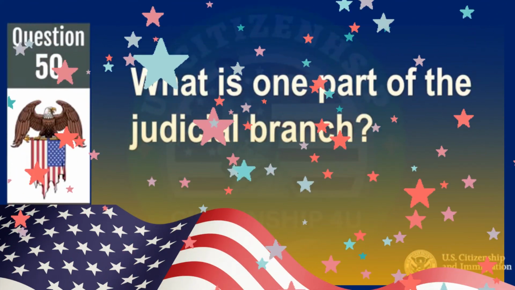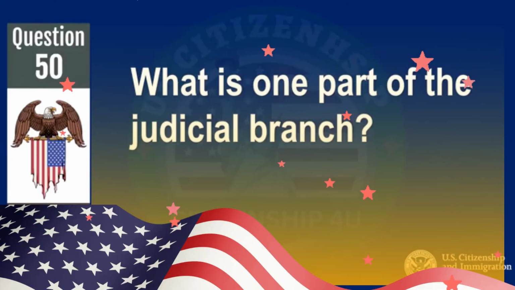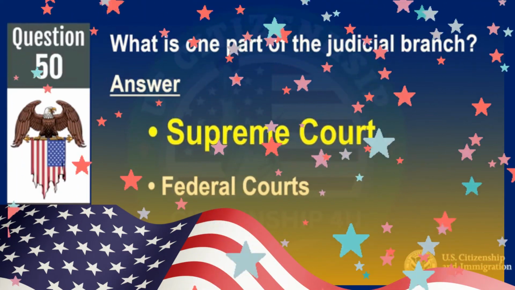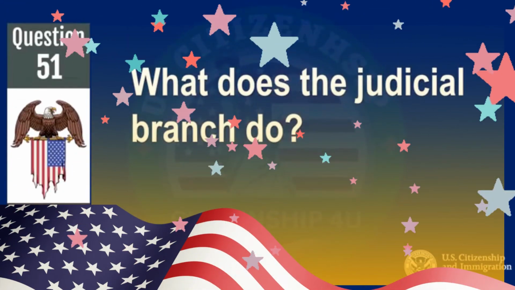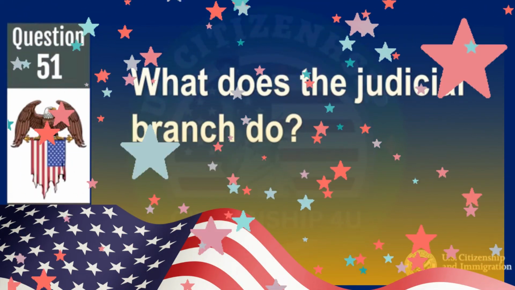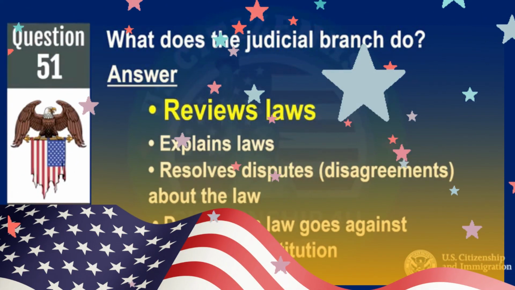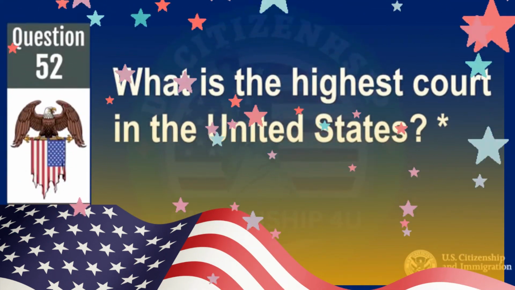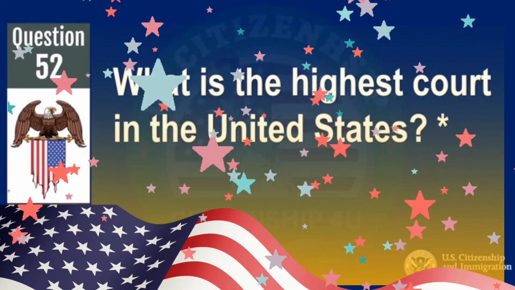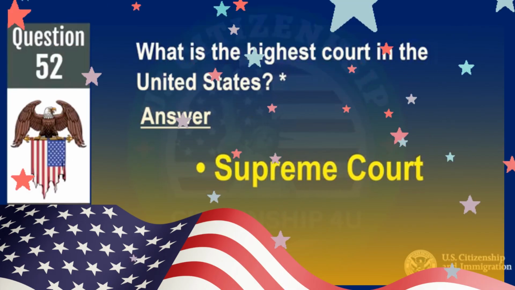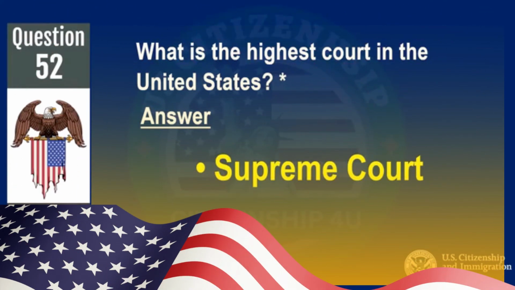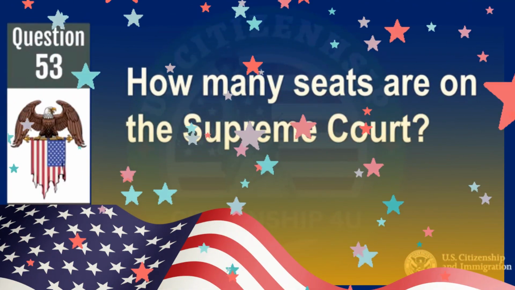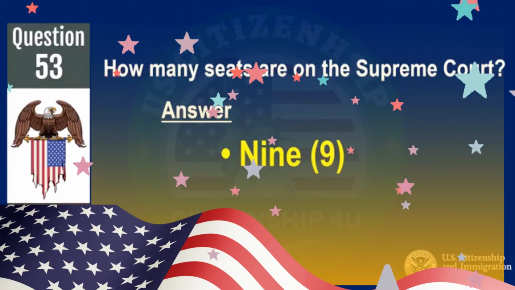What is one part of the judicial branch? Supreme Court. What does the judicial branch do? Reviews laws. What is the highest court in the United States? Supreme Court. How many seats are on the Supreme Court? 9.